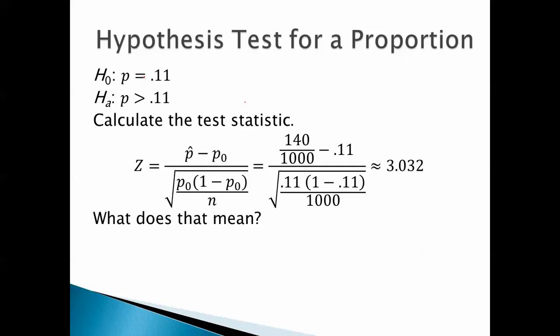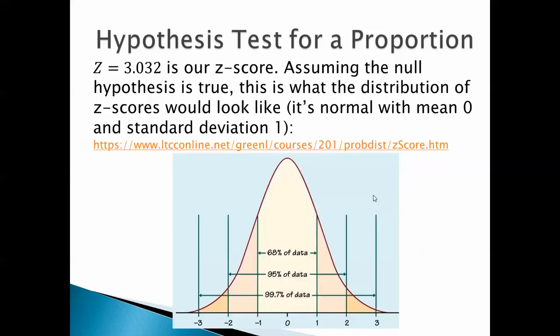Okay, let's go ahead and plug those in. Z equals p hat minus p sub 0, so that's 140 over 1,000 minus 0.11, all over the square root of p sub 0, that's 0.11, times 1 minus p sub 0, over n, 1,000. That works out to be 3.032. What does that mean? Z equals 3.032 is our z-score.